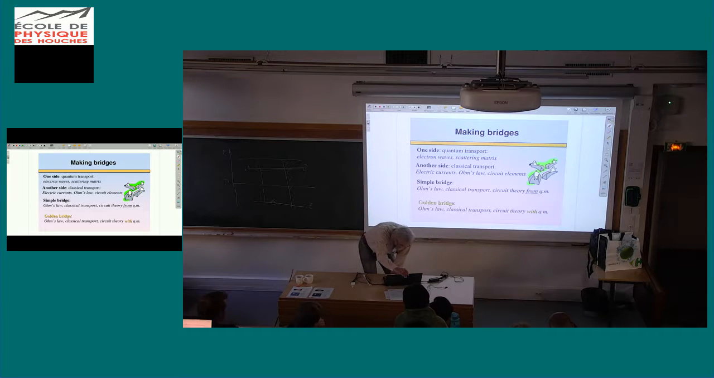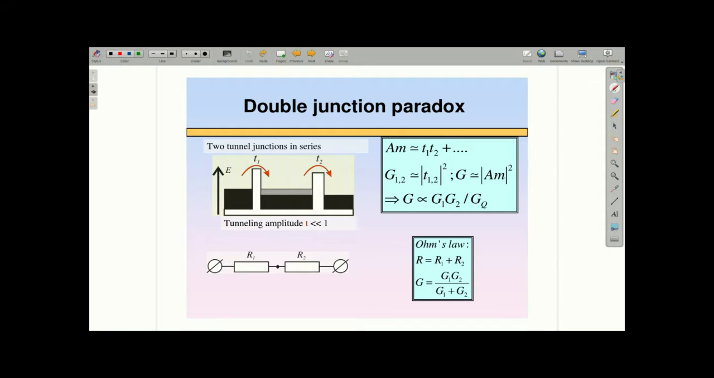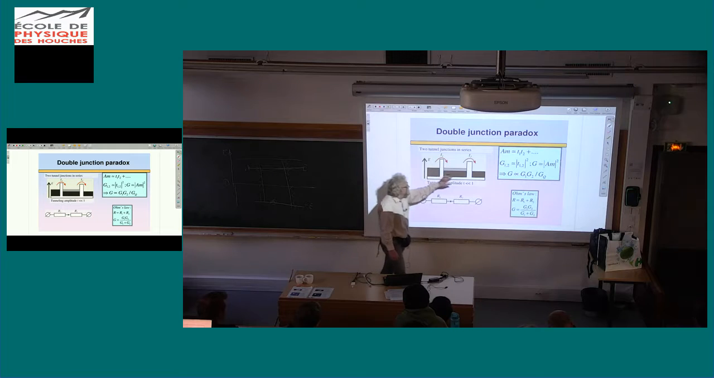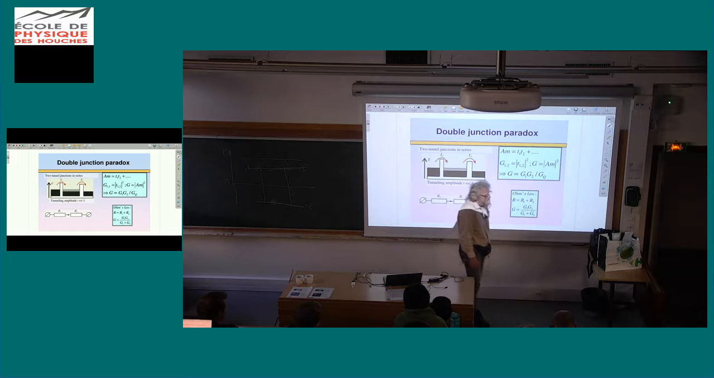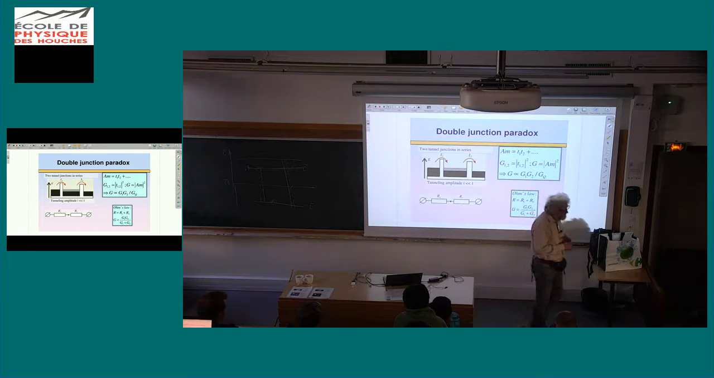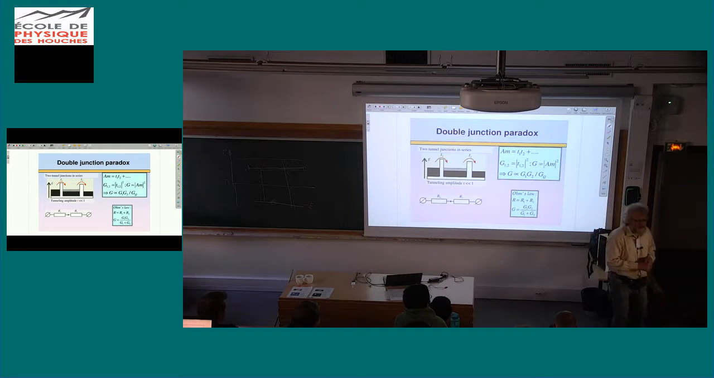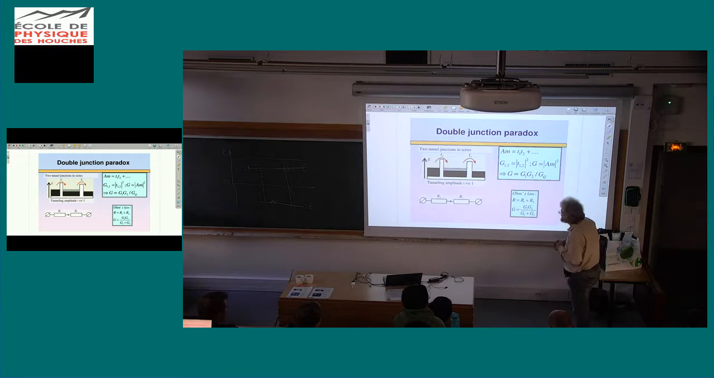Fine, so let me start with a double junction. We put two junctions in series, two scattering barriers, and it would be convenient for me to keep transmission coefficients very low. And let me just estimate. We did make a kind of exact calculation, but exact calculations in physics, they're all senseless, you know. Let me make just an estimation.